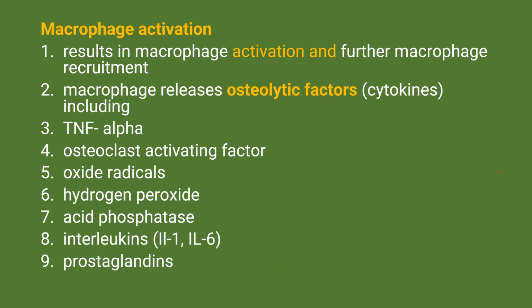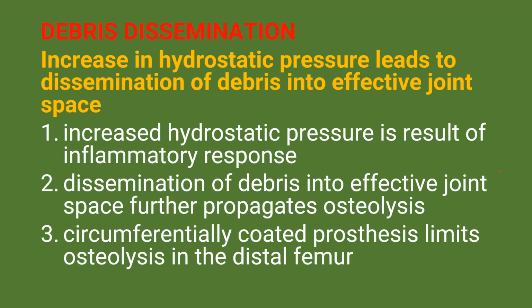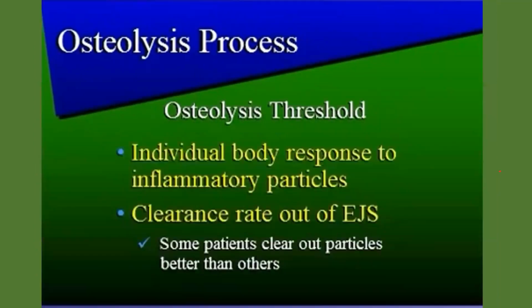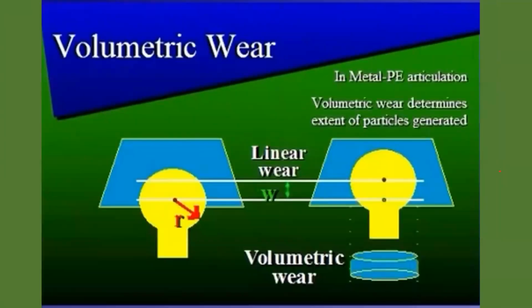Macrophage activation. The macrophages are activated. They have an osteolytic function. You have tumor necrosis factor, osteoclast activating factor, oxide radicals, hydrogen peroxide, acid phosphatase, interleukin 1 and 6. Remember these, prostaglandins, all these are involved in osteolysis. And you have to know how the debris disseminates. I will have to skip some areas. This shows you the linear and the volumetric wear.